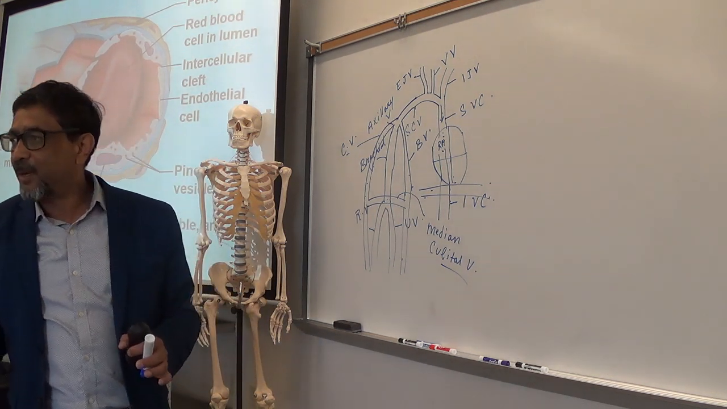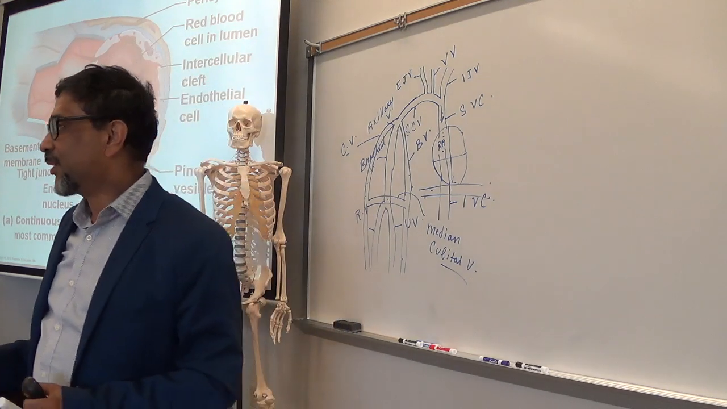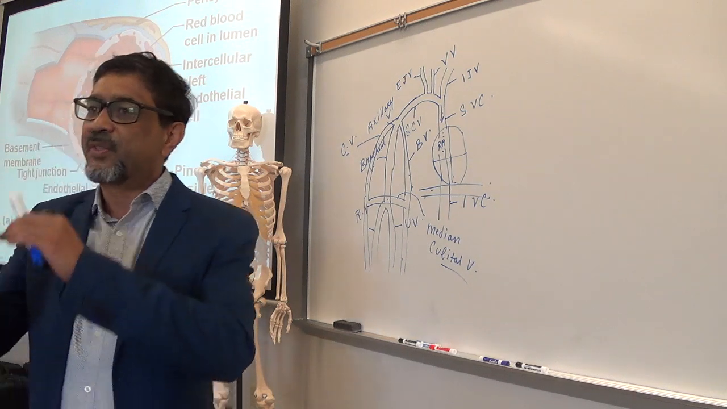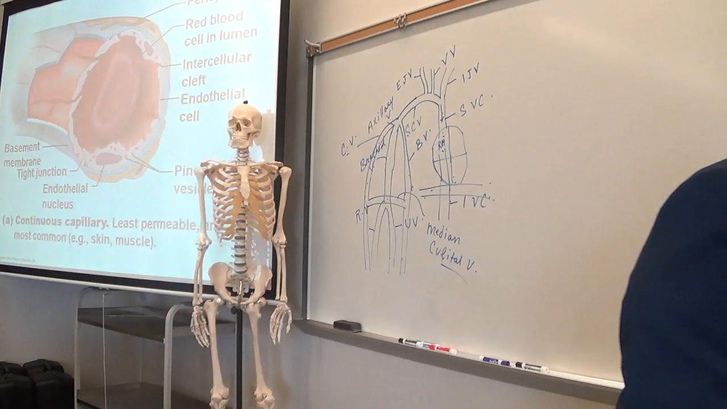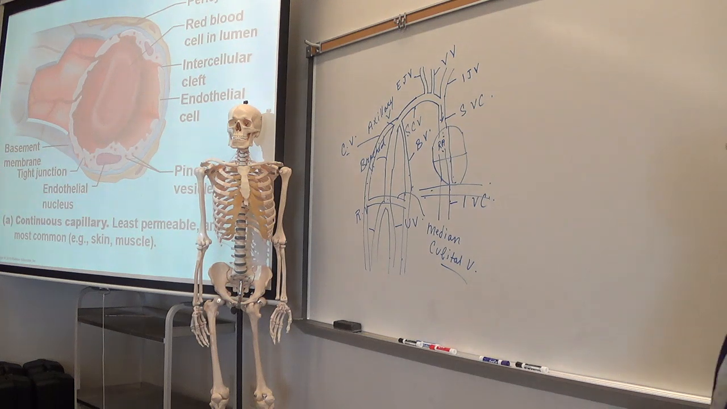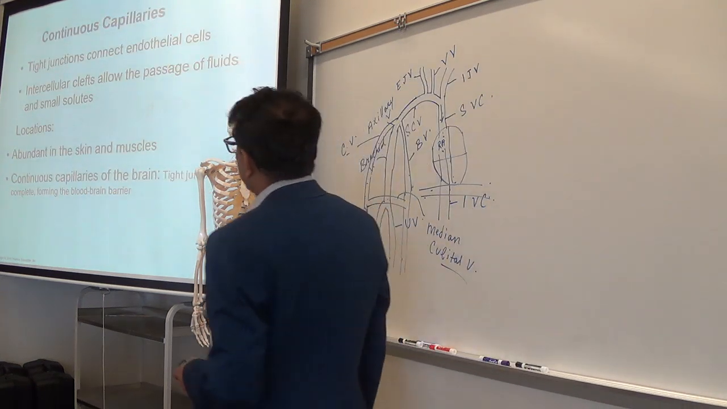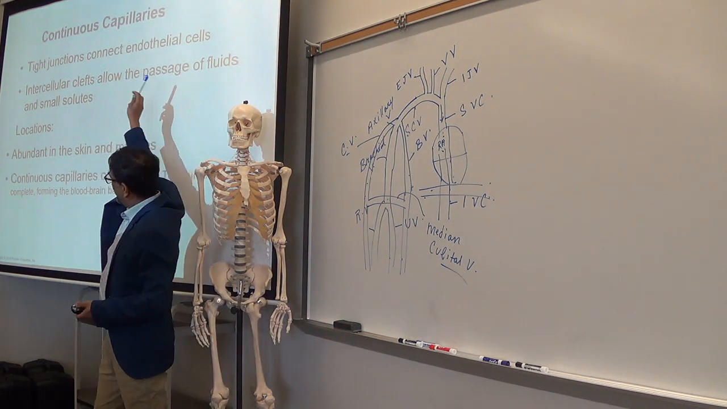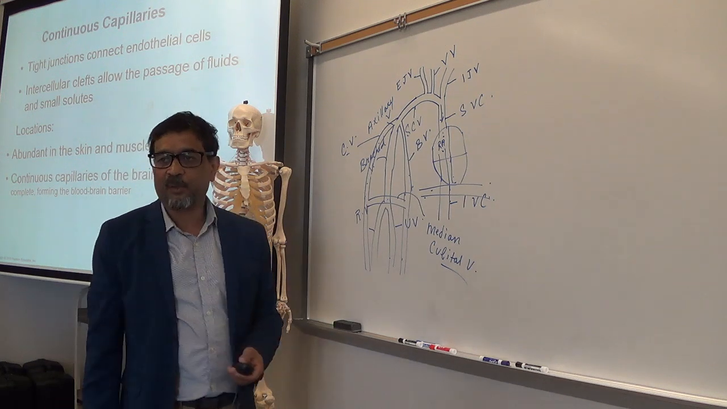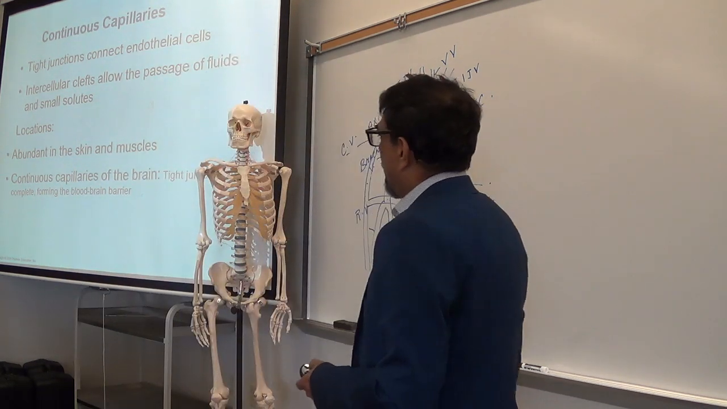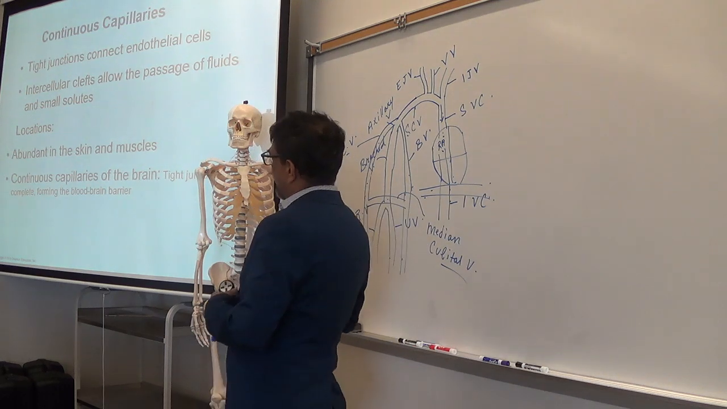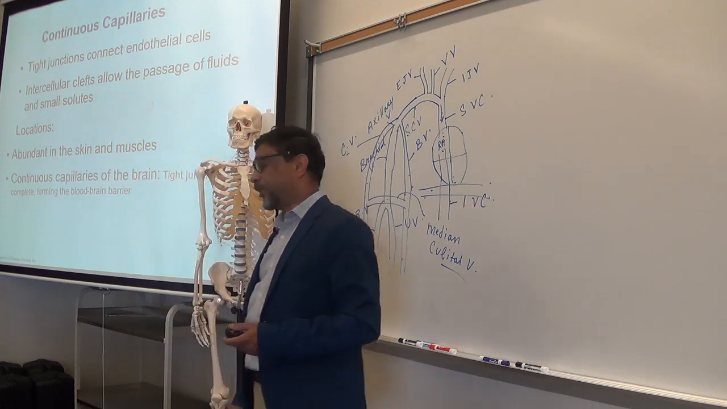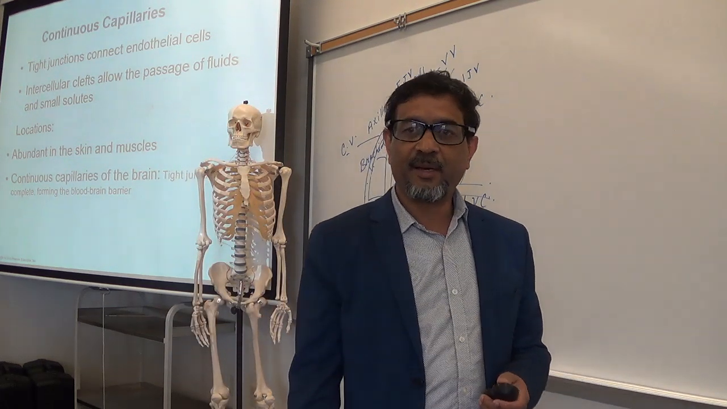Have you heard the word cleft? Yes? Have you heard cleft lip, palate, right? The gap, right? So slit or gap. But this is very small. That's why only small molecules or small solutes and fluid can pass through the wall of the continuous capillaries. You see the continuous capillaries abundant in the skin and muscle tissue. Okay, skin and muscle.